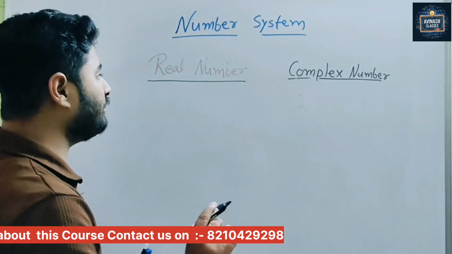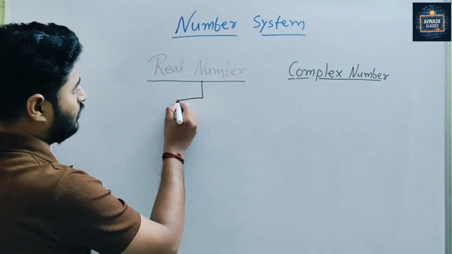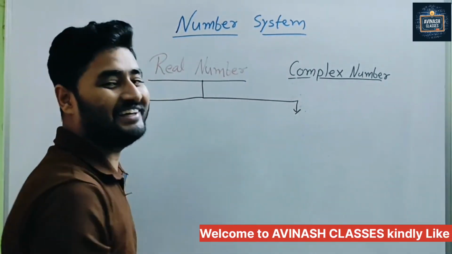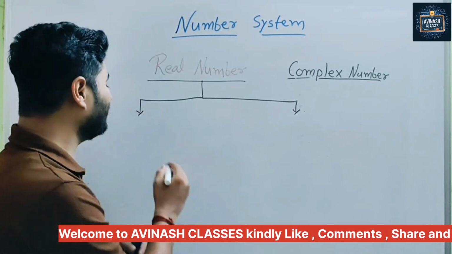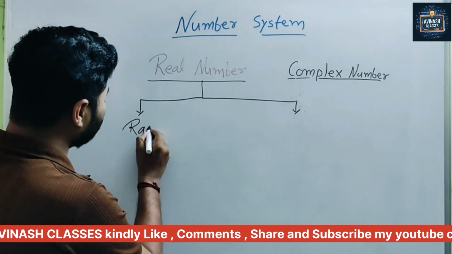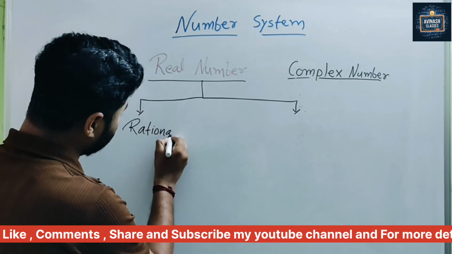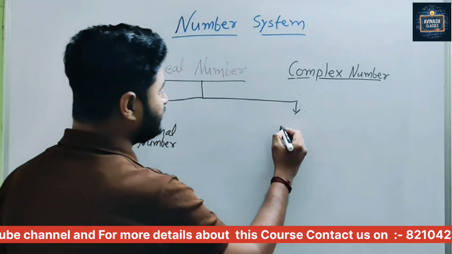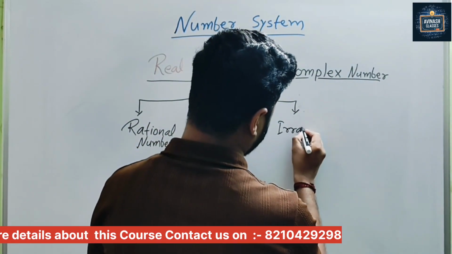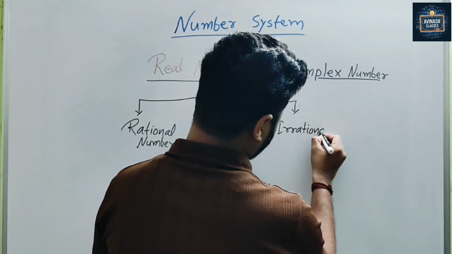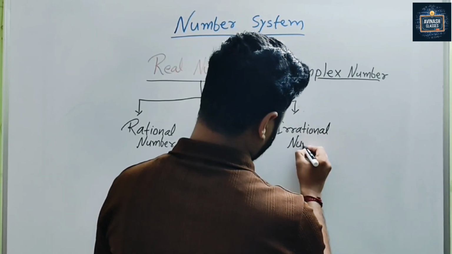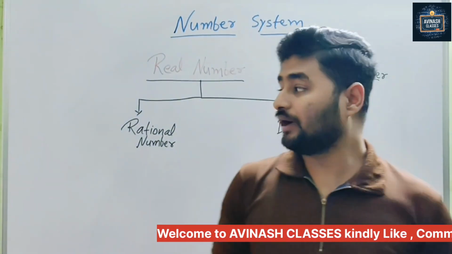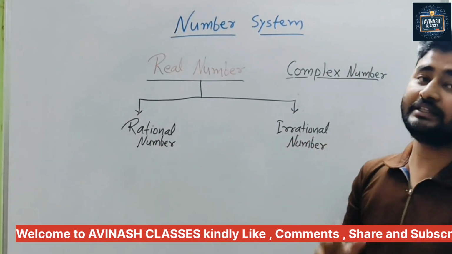Now in real number there are two families. One is rational number, and the other one is irrational number. So what do I write here? One is rational number, the other one is irrational number.